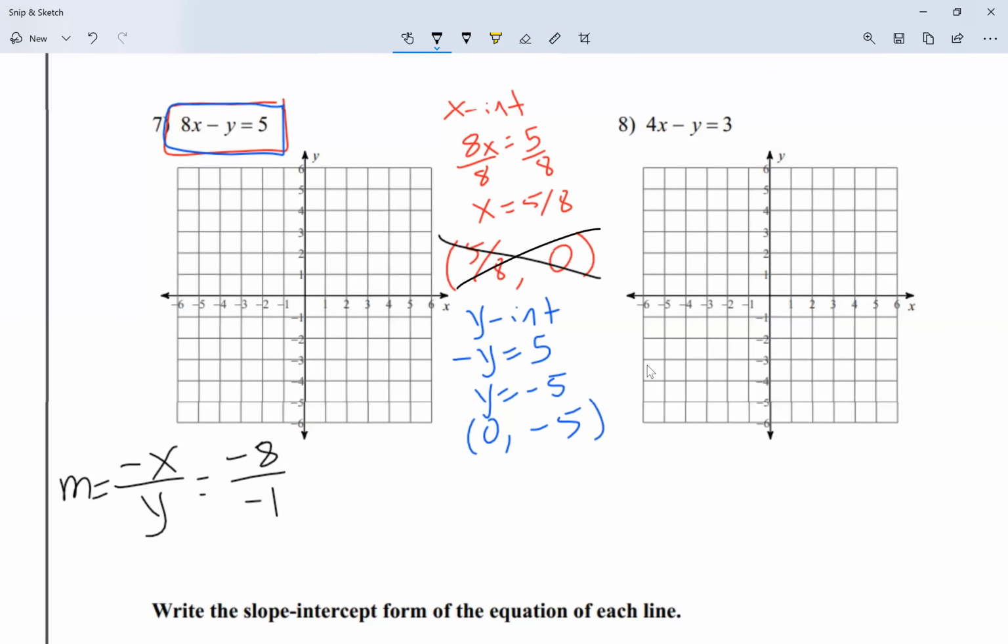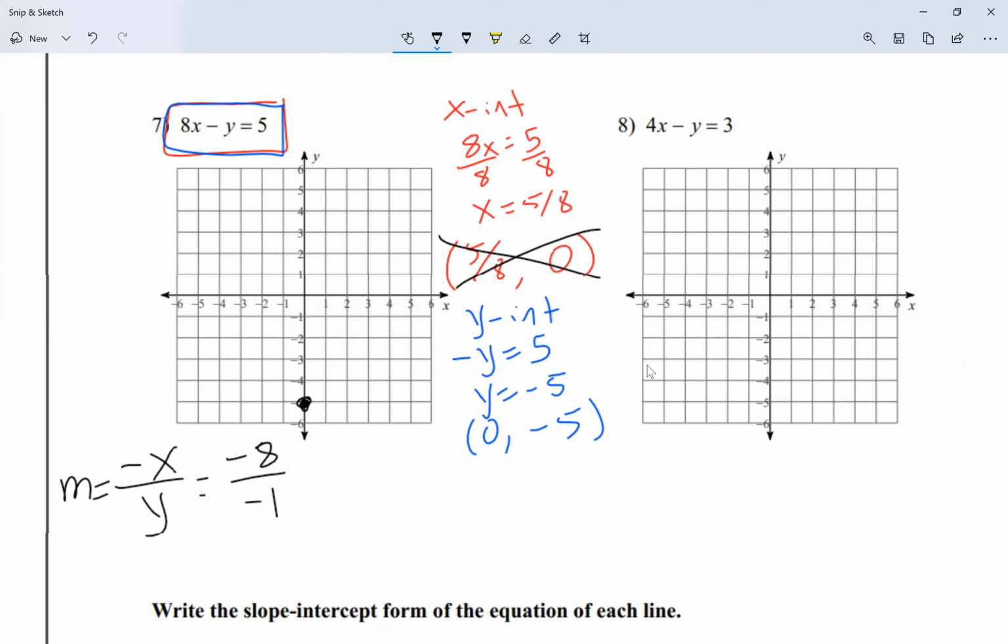Now, let me cross this point because I'm not going to graph that. It's not too nice to write. I can do the blue point, 0, negative 5. I can do the y-intercept. I know I cross my line here. According to my slope, it says go down 8 and 1 to the left.